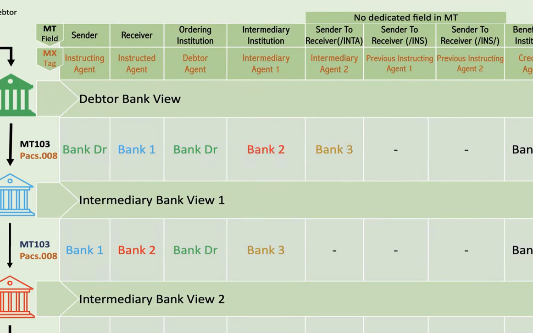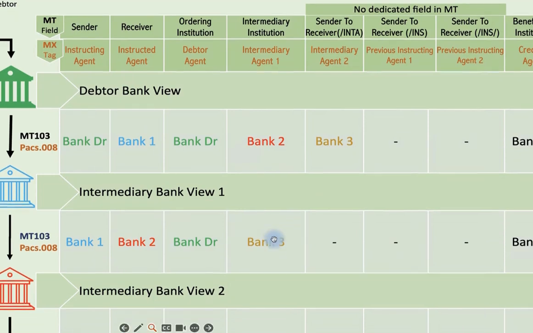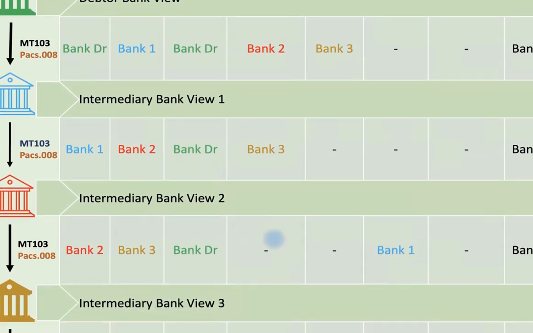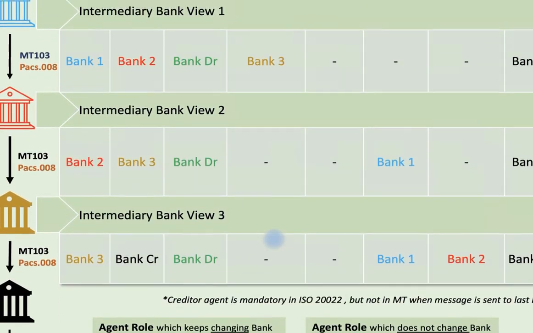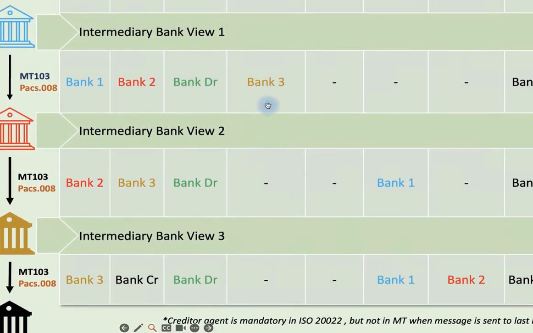But when we move from bank 1 to bank 3, there is no need of putting bank 2 again because bank 2 is receiving itself. So let's see another view, when we move from the intermediary bank to intermediary bank 3 and the final one as well. Here, if you see, bank 3 also disappears, but it has the information of bank 1 to show that it was the previous agent. And when it moves to the next one, then bank 2 also pops in with its information. So it is important to see these three things: the intermediary agent 1 and 2, and previous instructing agent 1 and 2 are moving and shifting here and there.